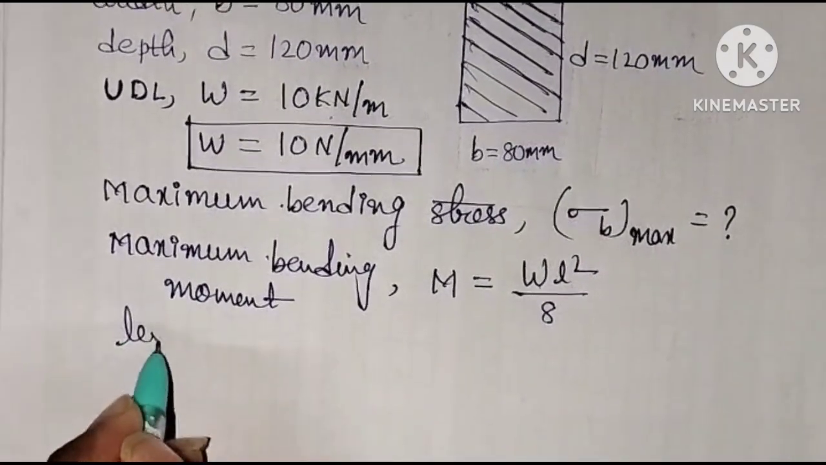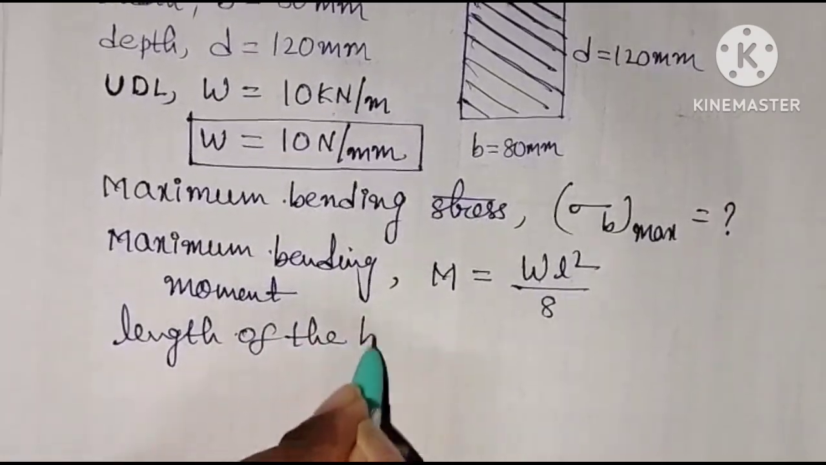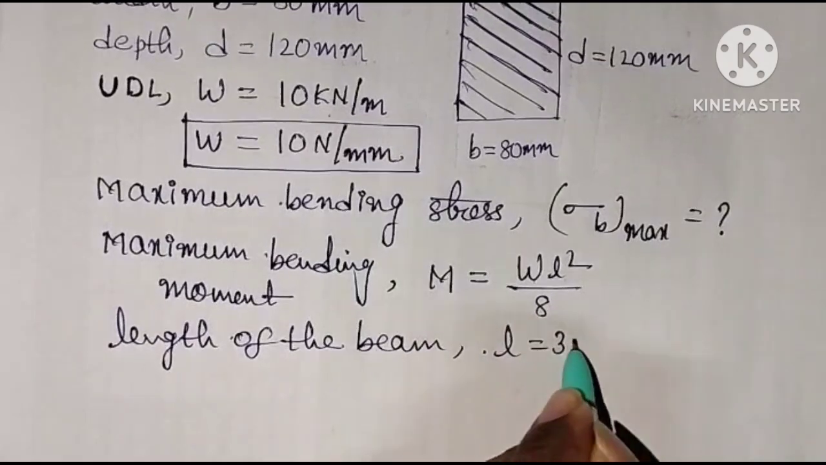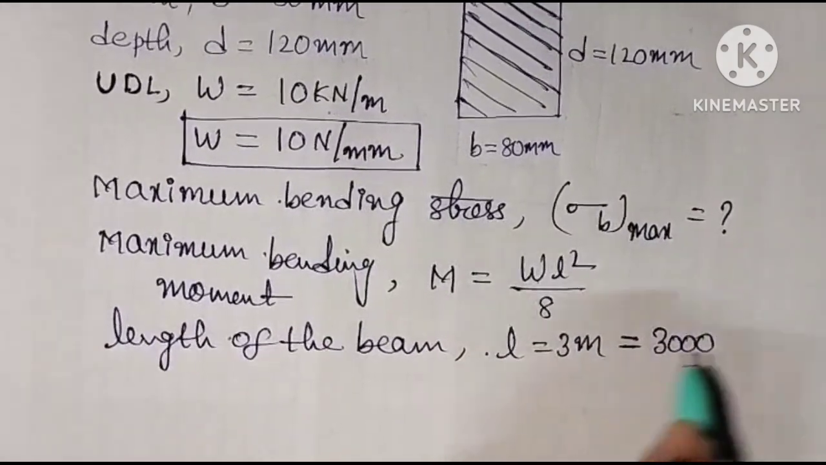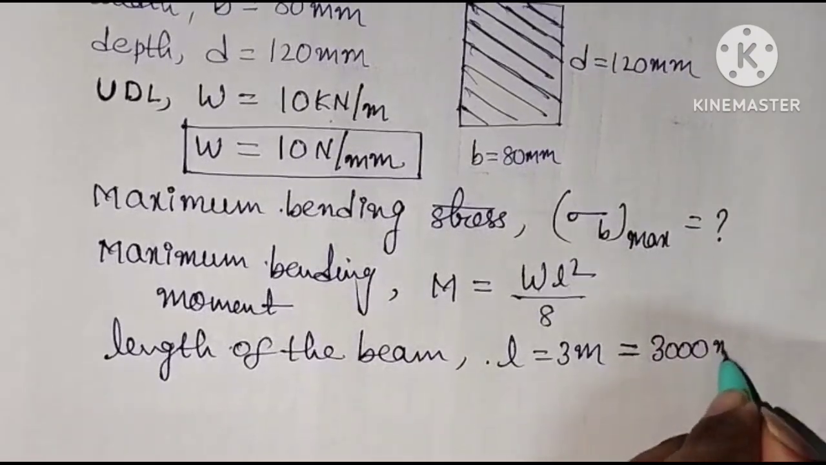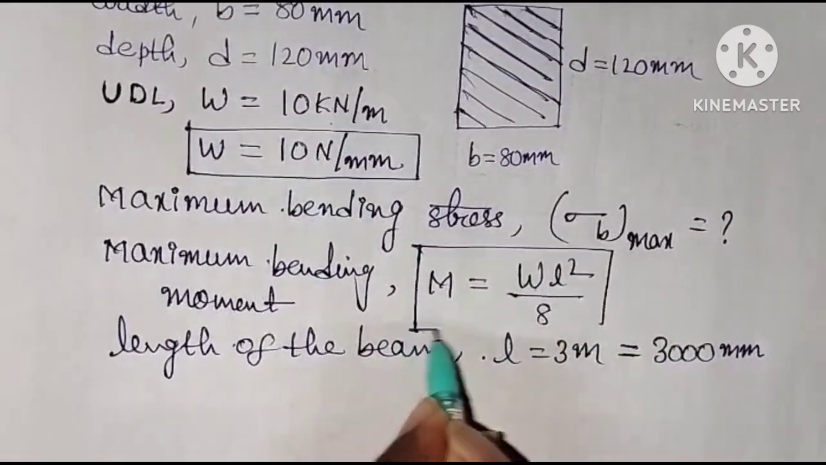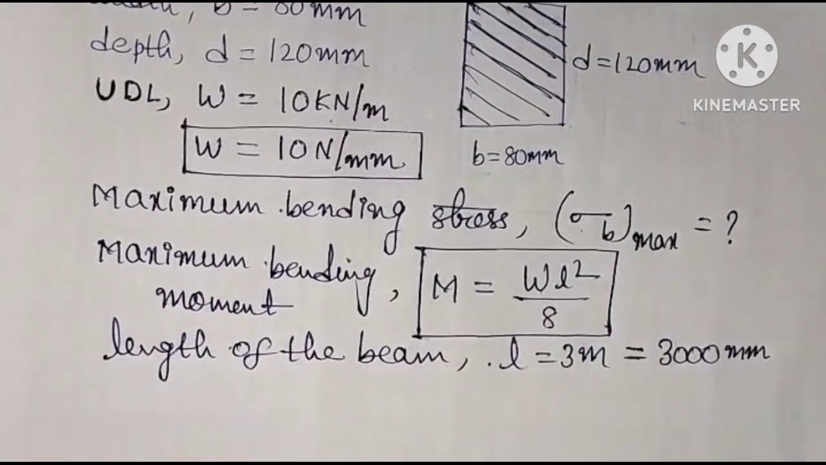So in this question, length of the beam L is equal to 3 meters. 3 meters means 3000 millimeters, since 1 meter is equal to 1000 mm. So maximum bending moment is W L square by 8. Here we have to find maximum bending moment.